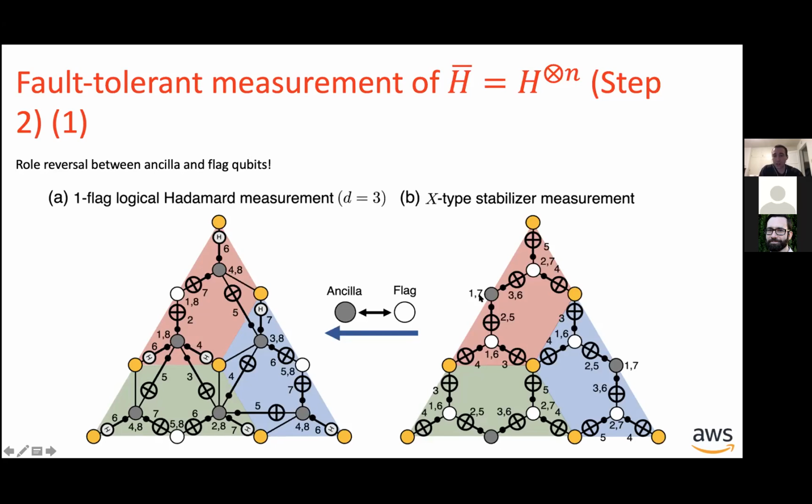So as you can see here, for example, this gray vertex becomes a white vertex, so it's a flag when we do the control Hadamard gates to measure Hadamard. And similarly, the white vertex here, which was a flag for the stabilizer measurements, becomes an ancilla when measuring Hadamard, okay? And what we're doing here is we're preparing a GHZ state to measure the Hadamard, and we're going to use these flag qubits to make that whole measurement process with the GHZ state fault tolerant.